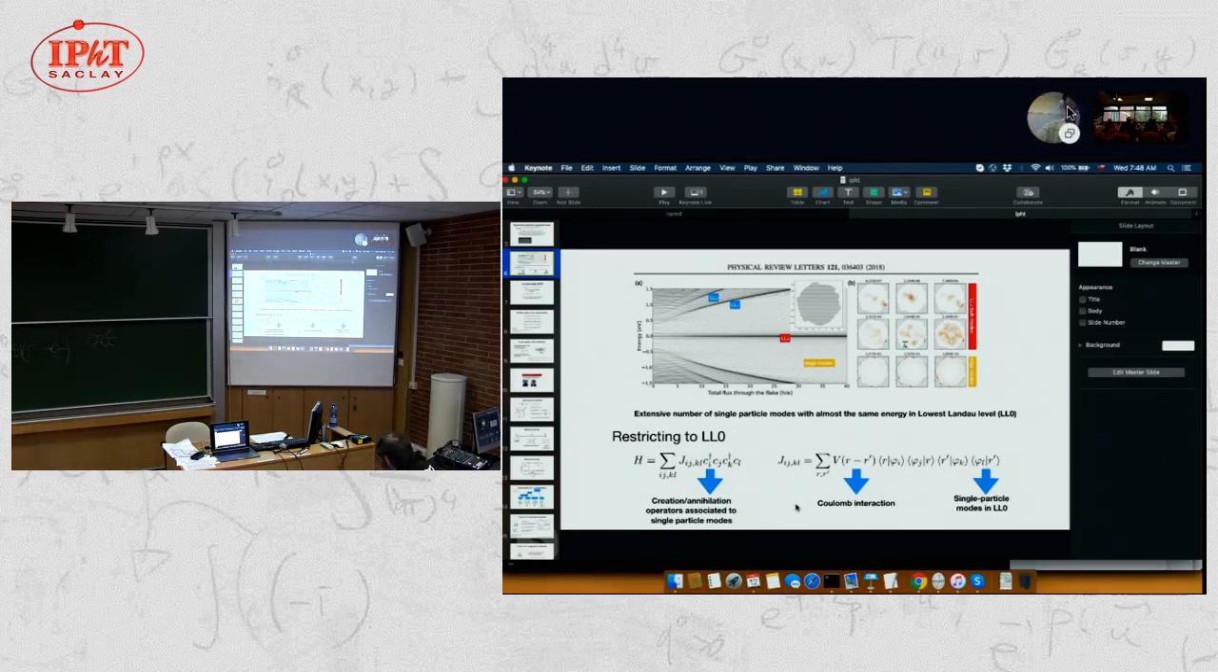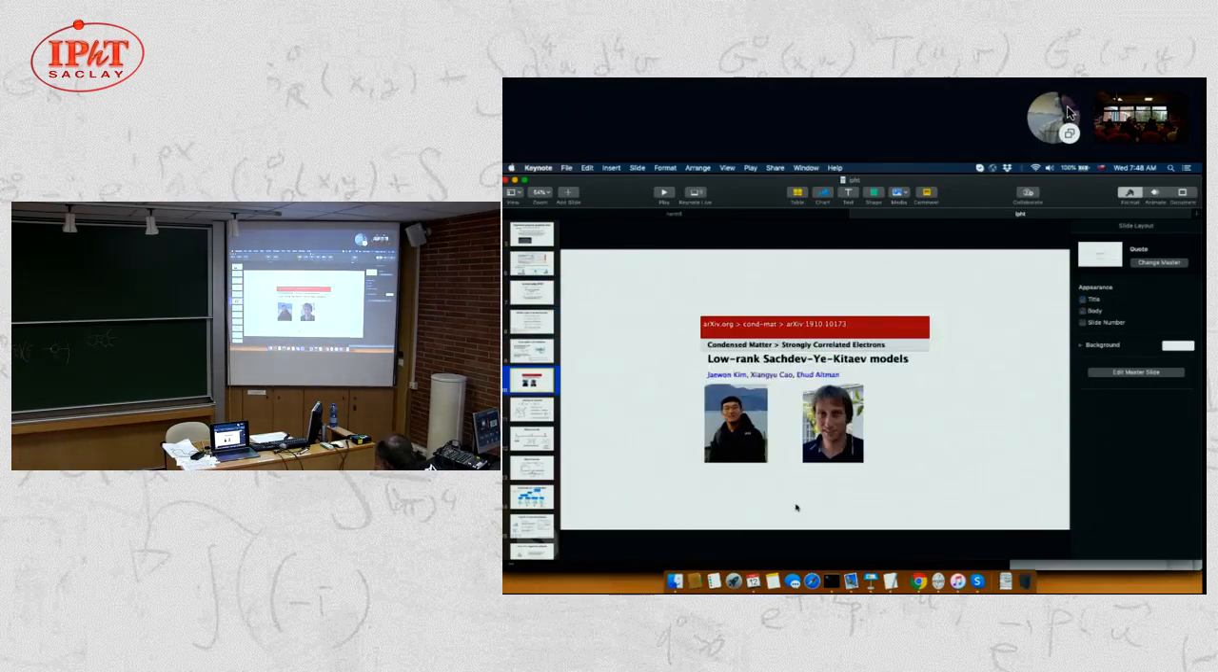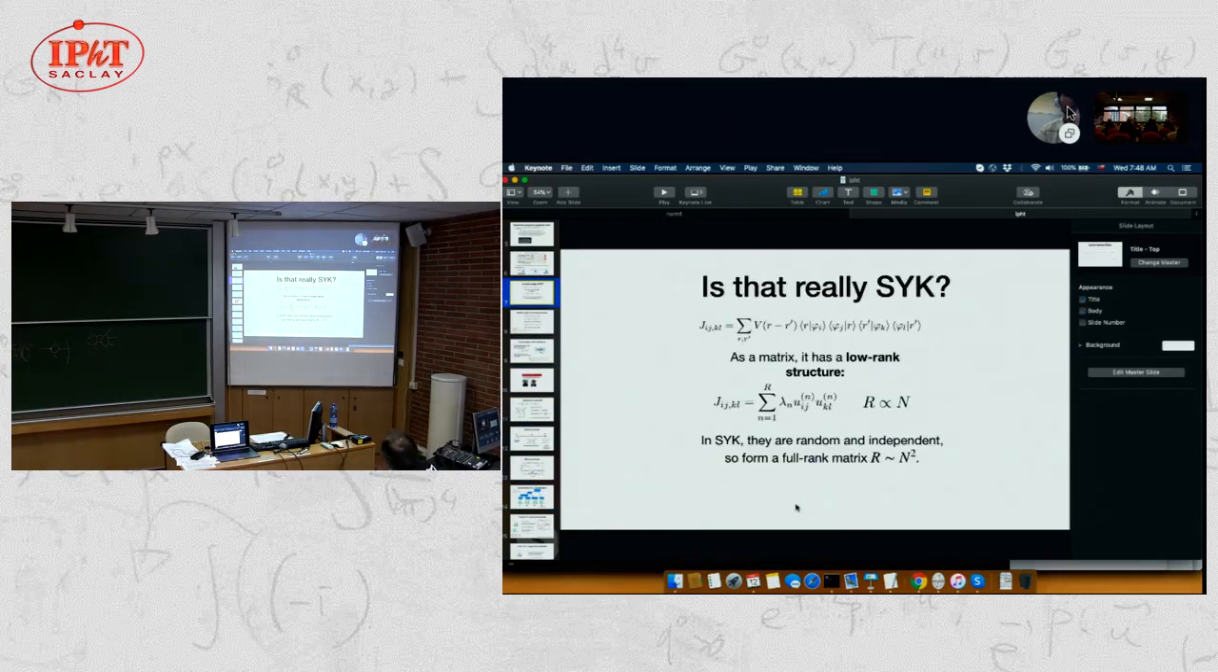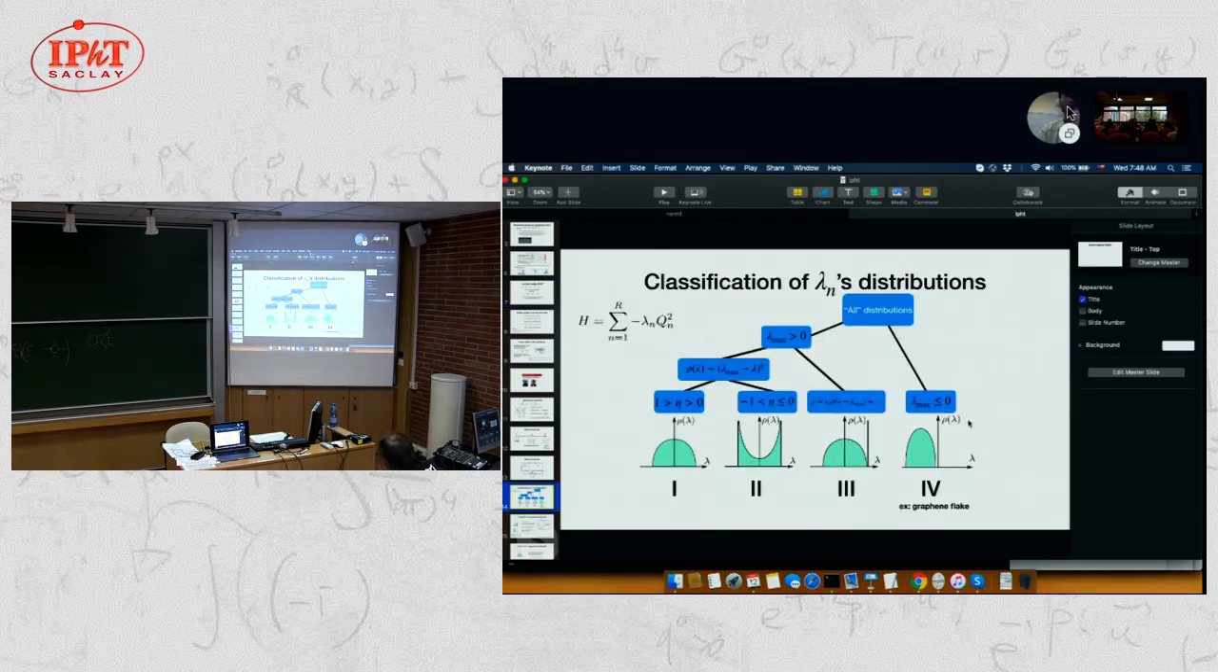Yeah, that's a very good question. What we show is that this graphene experiment cannot be the full rank SYK, and the most probable class is class 4.